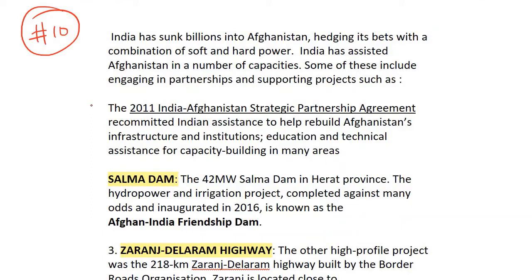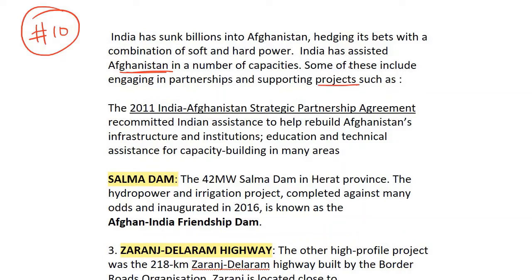related to India-Afghanistan. With the rise of Taliban, it becomes relevant to have a look at where India has spent in Afghanistan. India has basically sunk billions into Afghanistan, because India has given its assistance to Afghanistan in a number of capacities. So let's look at some projects that we can remember.